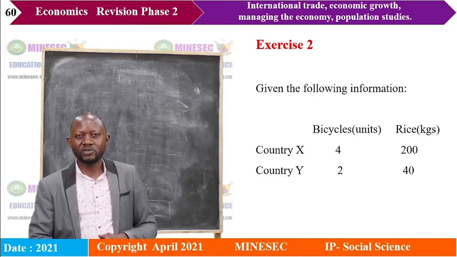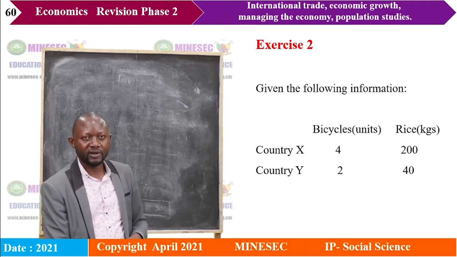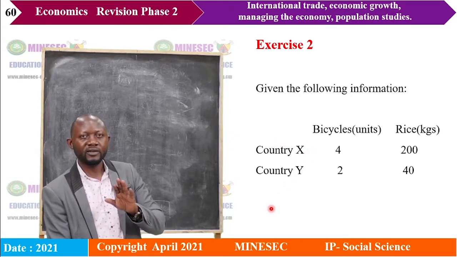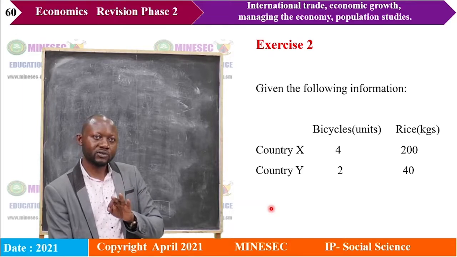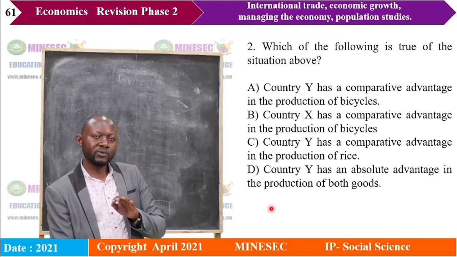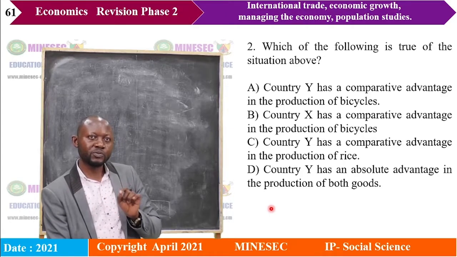Now, we'll get to exercise 2. Given the following information, we'll have bicycles, rice, country X and Y. Then we'll have a question here. Looking at the table, we'll see that country X has an absolute advantage in bicycle and rice production, while Y has an absolute disadvantage. Now, the question is, which of the following is true of the situation above? Country Y has a competitive advantage in the production of bicycles.